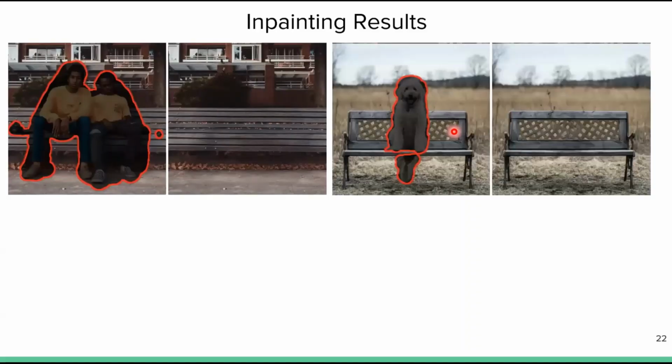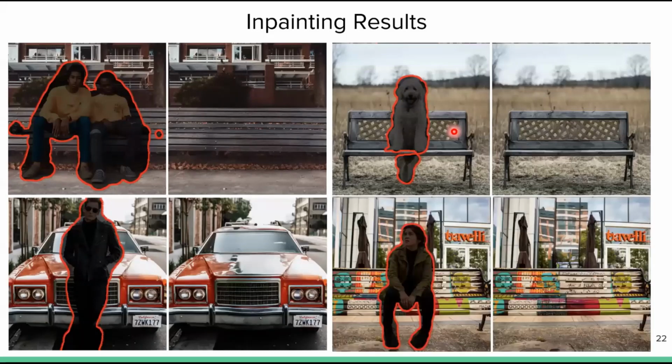Here are some of the results from the model. As we see, all of the objects are completely removed and the backgrounds are filled in quite nicely.